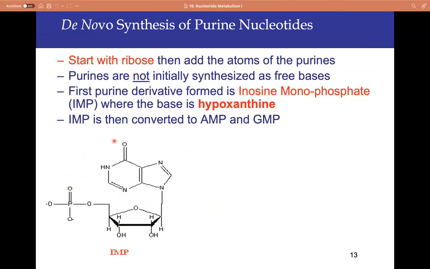So these two things are really important, inosine monophosphate and hypoxanthine, because these two things are what form the parent nucleotide that can give us adenosine monophosphate and guanosine monophosphate. This is the structure of hypoxanthine.